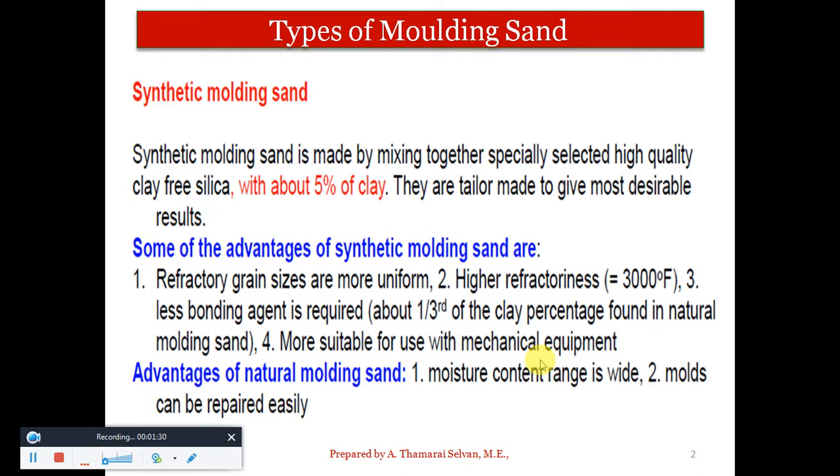So molding machines can be used to make molds with these sands. And the advantages of natural molding sand are that its moisture content range is wide, and the molds can be repaired easily.